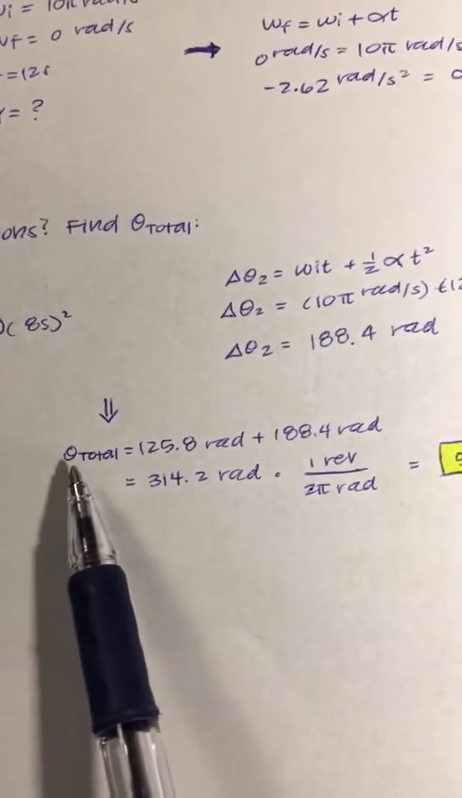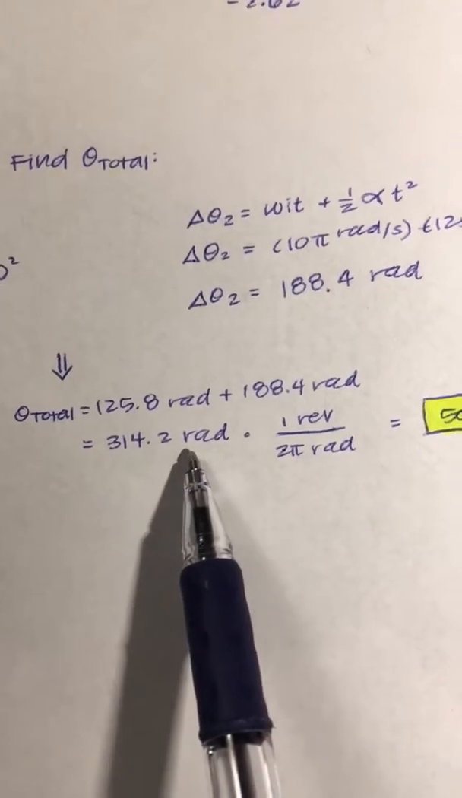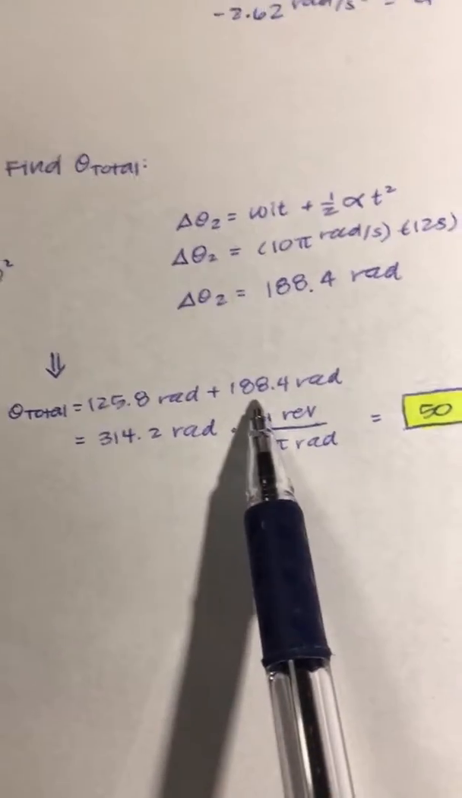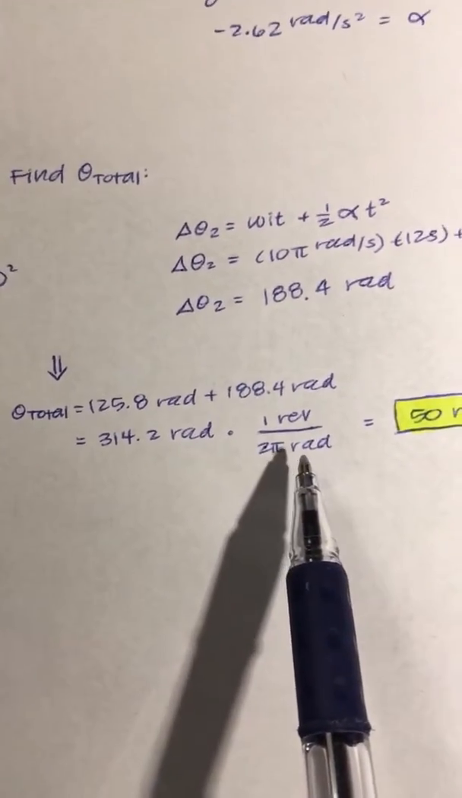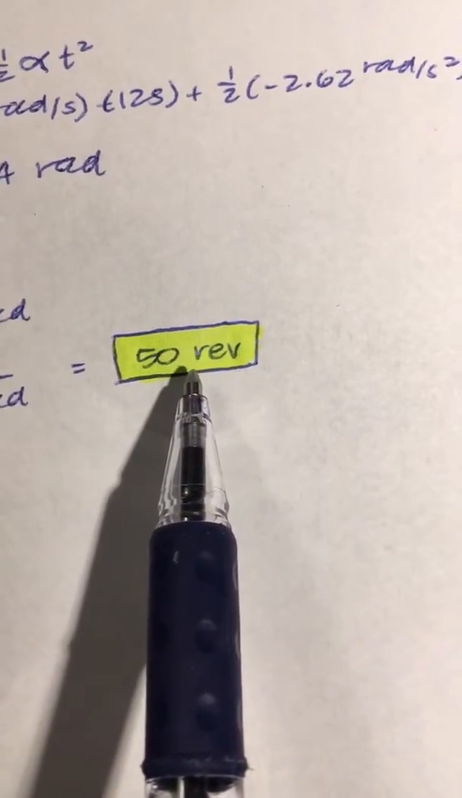And we find the angular displacement total. So we just add it up. We get 314.2 radians. We have to convert it into revolutions because it asks for revolutions. So just divide by 2 pi radians. And you get a final answer of 50 revolutions.